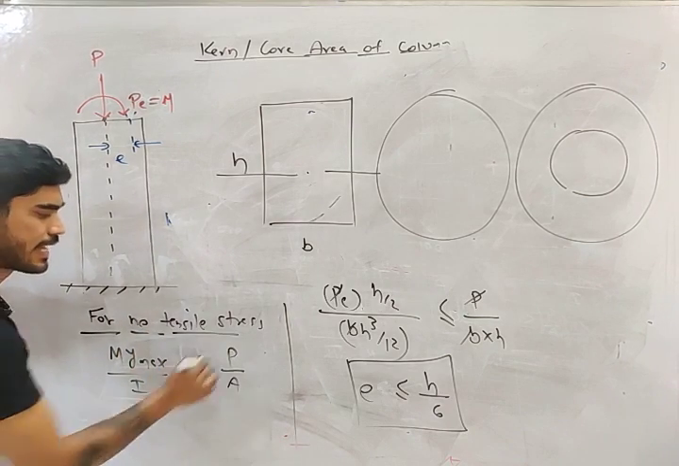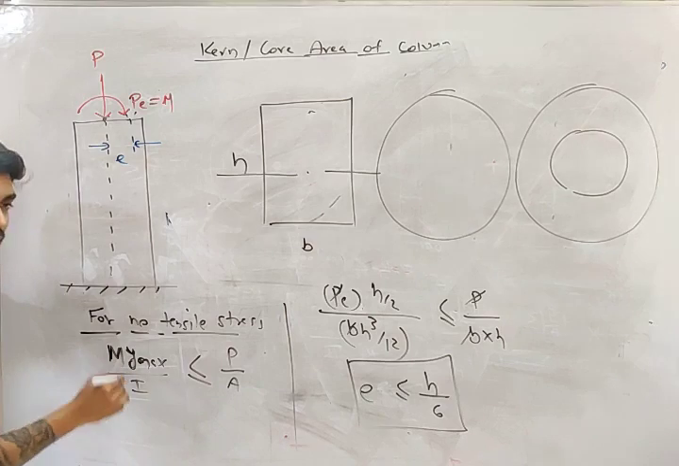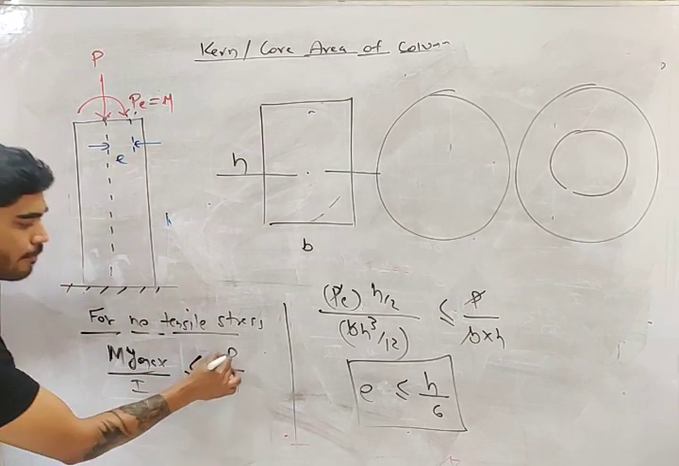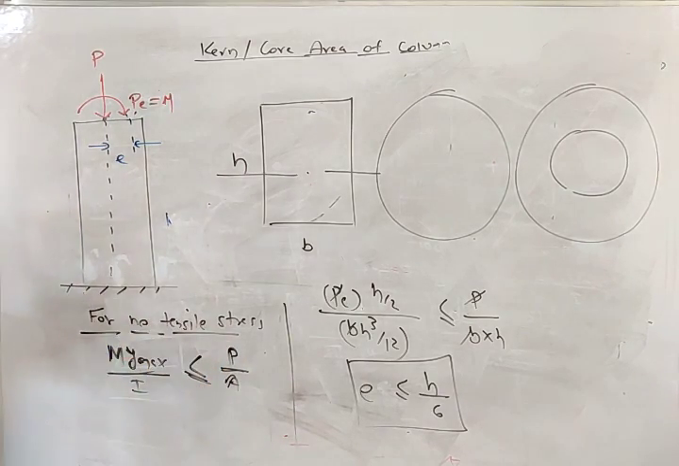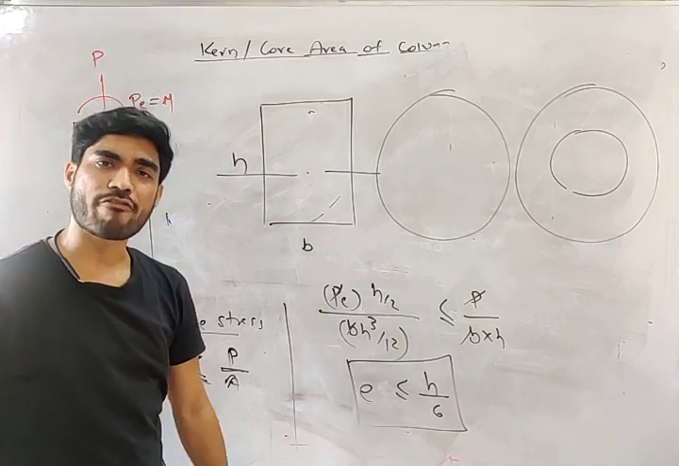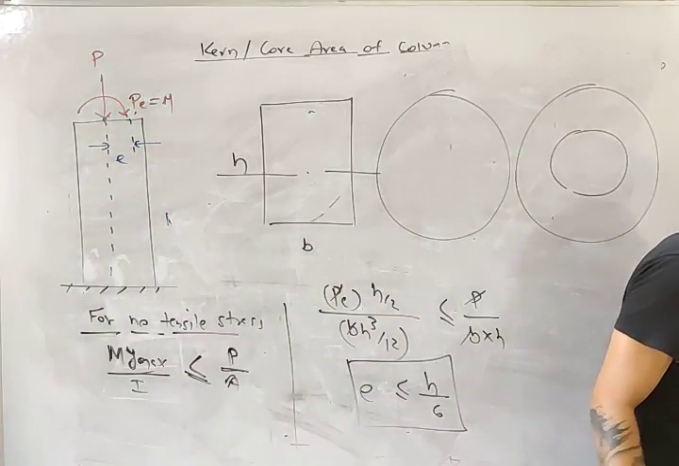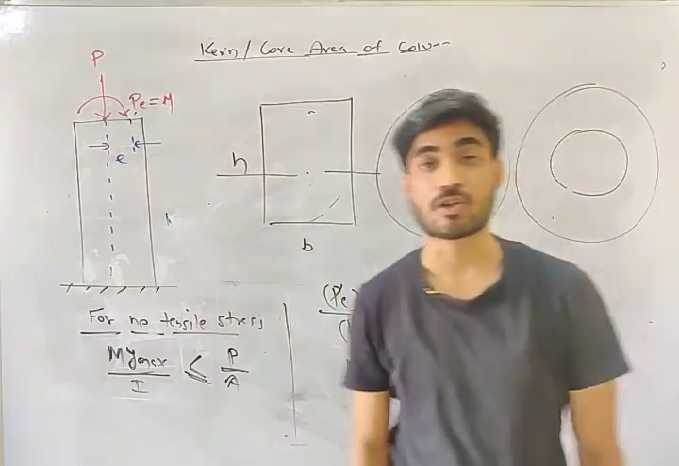For no tensile stress, the magnitude of bending stress, M y maximum by I, should be less than or equal to the magnitude of axial stress, P by A. Put the values here and you will find the value of E. This is so that there is no tensile stress in the cross section of the beam. Do you understand this concept?